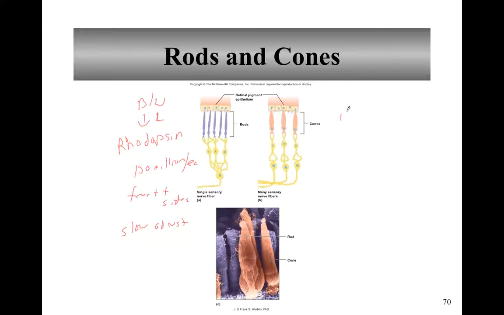Cones see color, specifically red, blue, and green. They use these different pigments, but basically see in red, blue, and green. And then our brain helps us to get all the other 16 million colors that we can see. Cones are more towards the back of the eye, and there's about 6 million per eye. And they're faster to adjust.